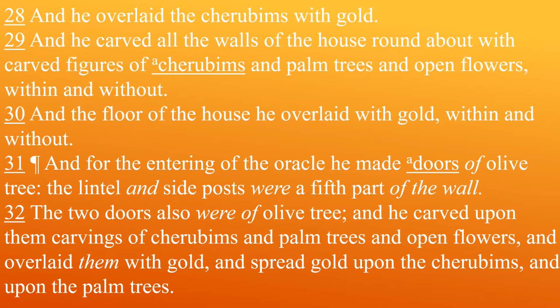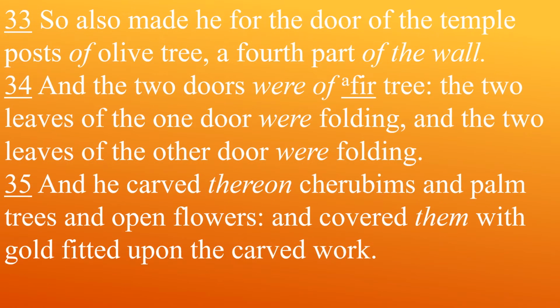And the floor of the house he overlaid with gold within and without. And for the entering of the oracle he made doors of olive tree. The lintel and side posts were a fifth part of the wall. The 2 doors also were of olive tree, and he carved upon them carvings of cherubims and palm trees and open flowers, and overlaid them with gold, and spread gold upon the cherubims and upon the palm trees. Think this is covered with gold?